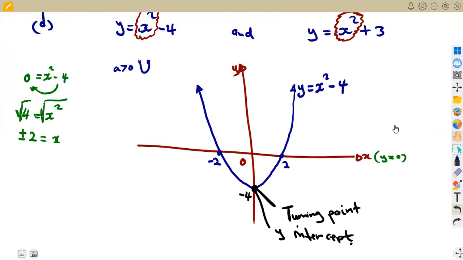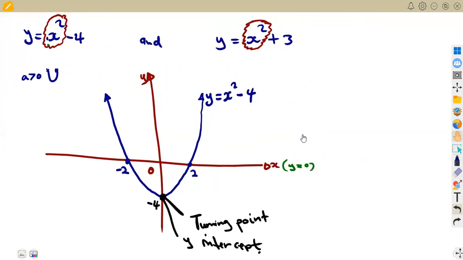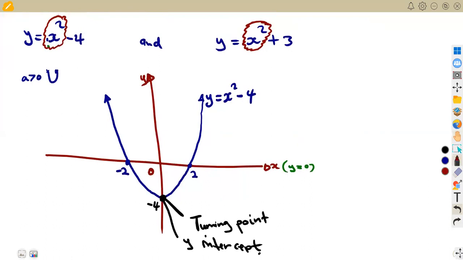All right. Then we move on to the graph of y is equal to x squared plus 3. So it is the same shape, which is going to be a smiley shape. It's a positive, so it's going to be the same shape. But this graph is being shifted 3 units up. It was supposed to be like this.